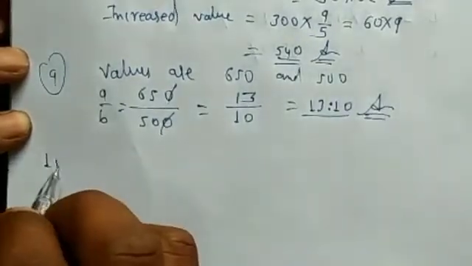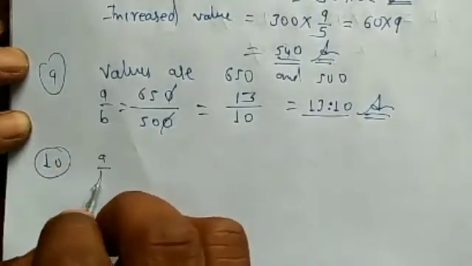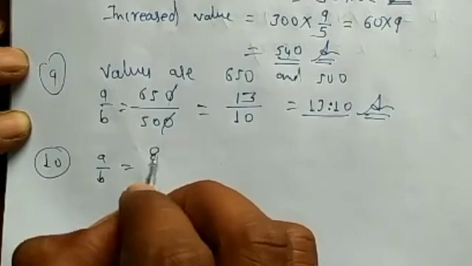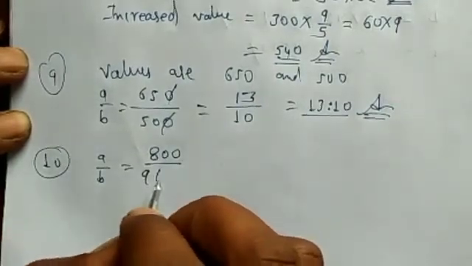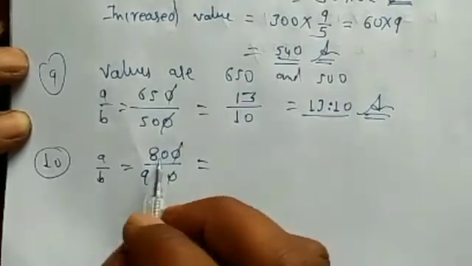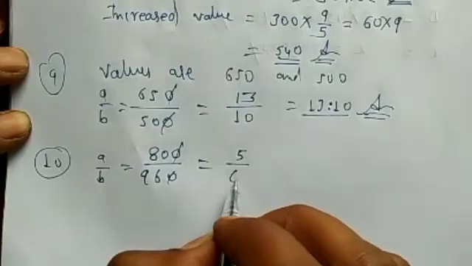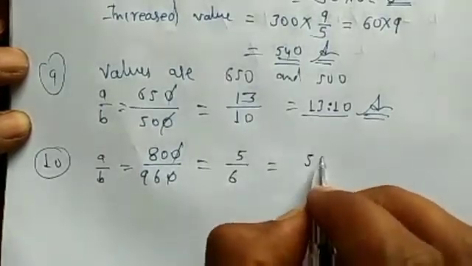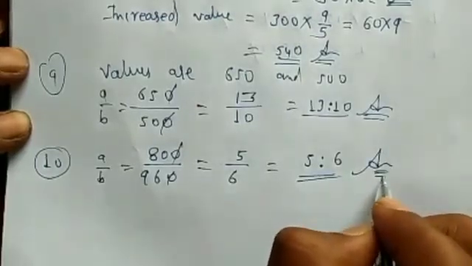Same to same question number 10, very simple question. This is 800 is increased, means A upon B equal to 800 upon 960. 0 0 will be cancelled, both the numbers will be cancelled by 16, 5 sixteens are 80 and 6 sixteens are 96. This is 5 ratio 6. This is the answer of this question.